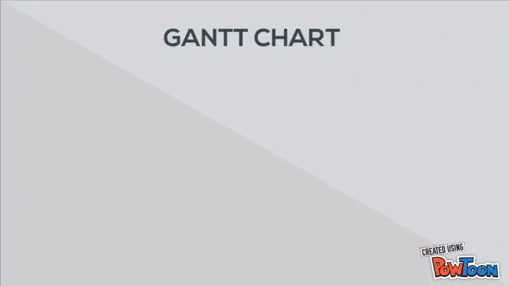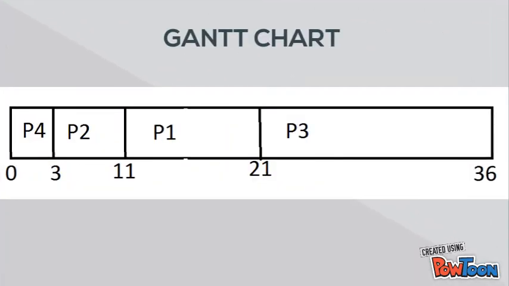Here's the Gantt chart of the SJF algorithm. As always, it starts at time 0. The first process is P4 because P4 has the lowest burst time. And if there are processes that have the same burst time, it's called a tiebreaker and we use FCFS.